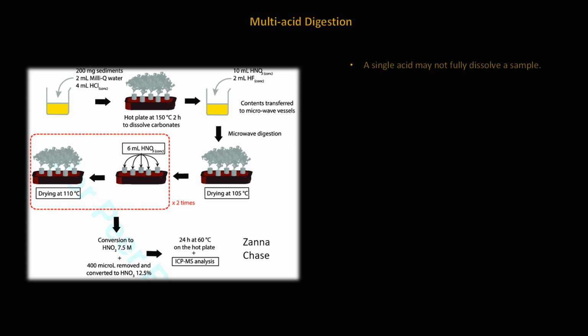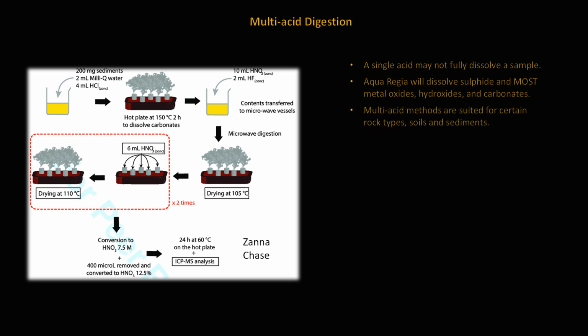Okay, the takeaway here is that a single acid may not fully dissolve a sample. Using aqua regia, which is actually a 2-acid digestion, aqua regia will dissolve the sulfides and most of the metal oxides, but not all of them. Now this is the same in regards to hydroxides and some of the carbonates. Therefore, this method is well suited for certain rock types, soils and sediments. The acids which are commonly used for multi-acid decomposition are nitric acid, hydrochloric acid, hydrofluoric acid, and perchloric acid. At times, sulfuric acid may be used.